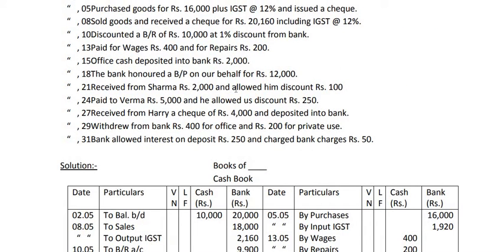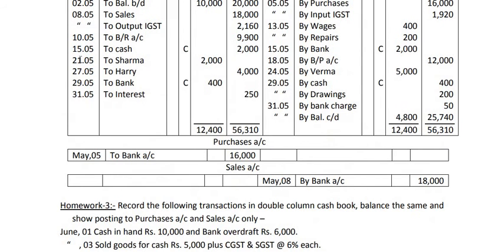Then received from Sharma rupees 2000 and allowed him discount 100. Here we are receiving 2000 after allowing a discount of 100. So 100 discount will not come here, only 2000 will be recorded in the debit side because cash is received. So cash account debit to Sharma account. To Sharma account 2000 cash column only, there is no discount here.